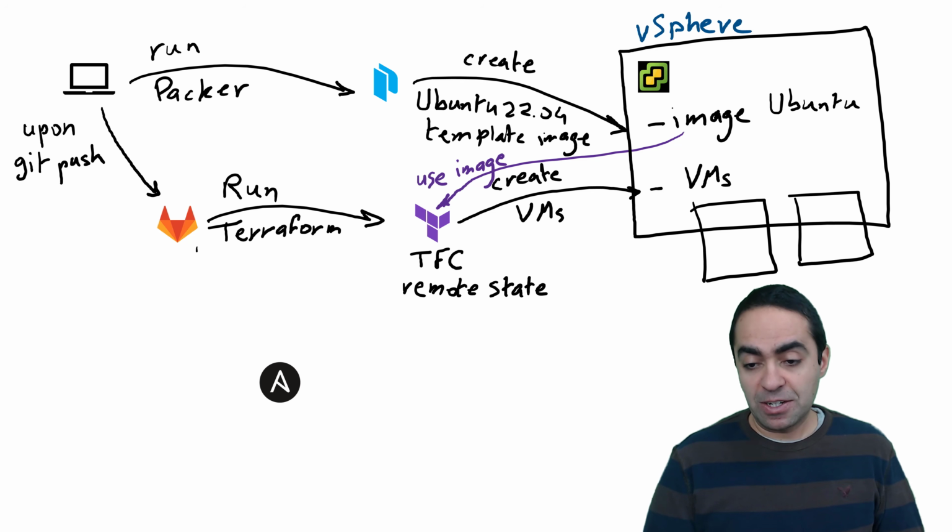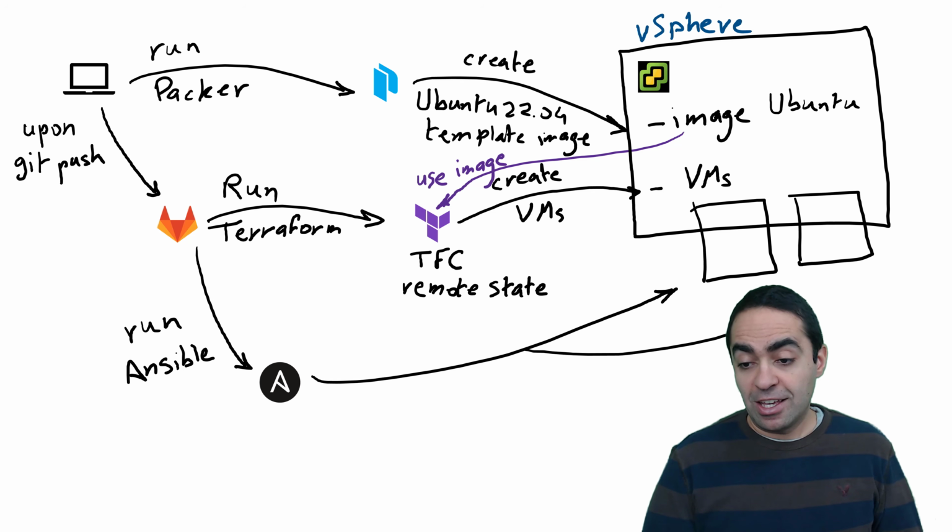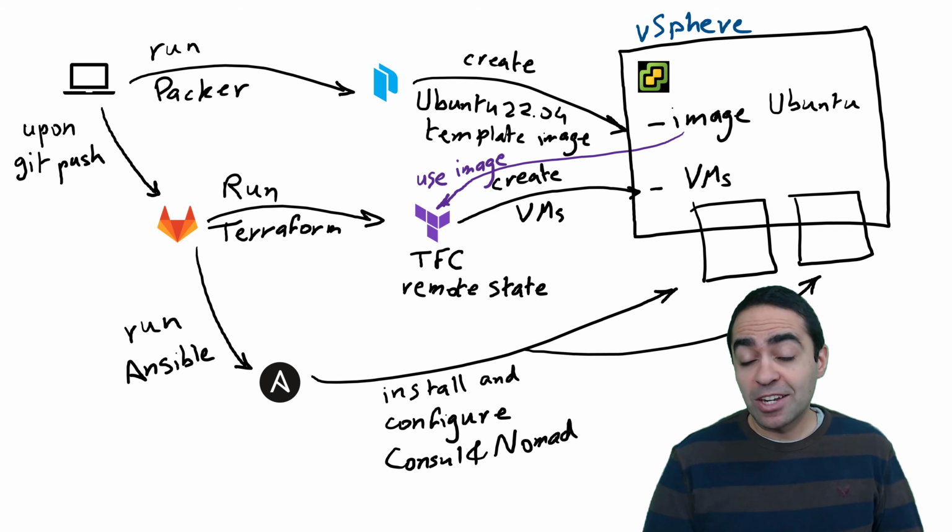Now, after that, GitLab is going to go ahead and move on to the second stage, and that is to run Ansible. Ansible is going to install and configure Consul and Nomad in those VMs that we just provisioned with Terraform.